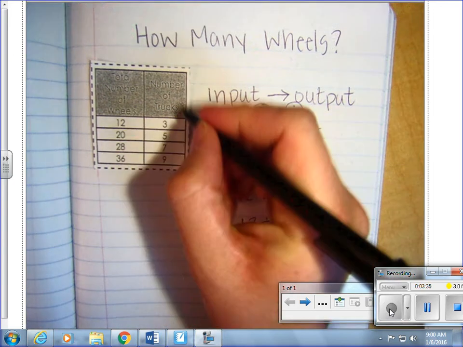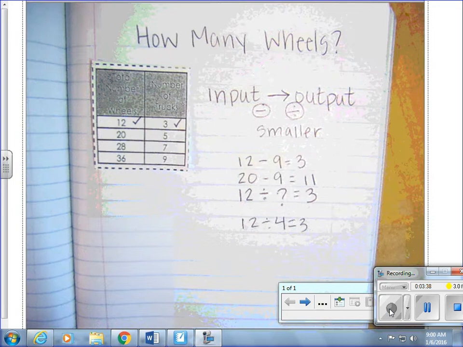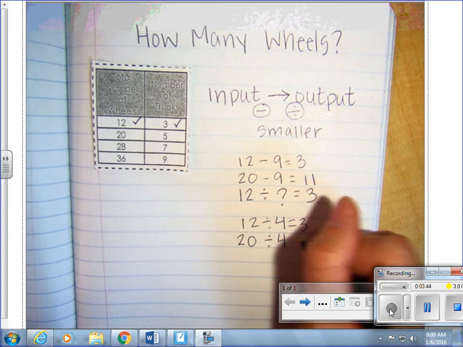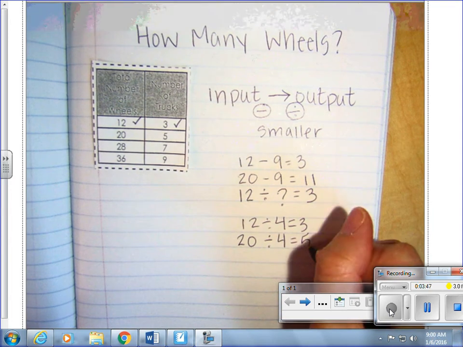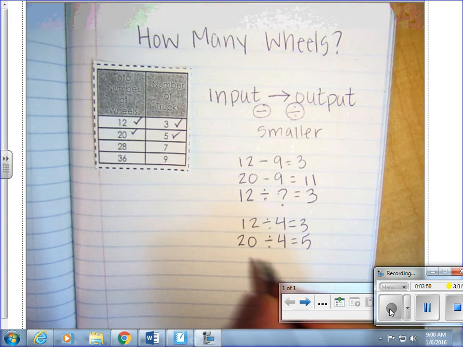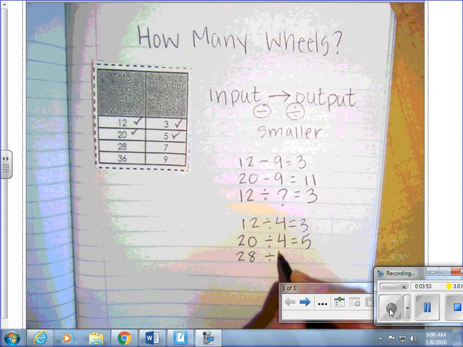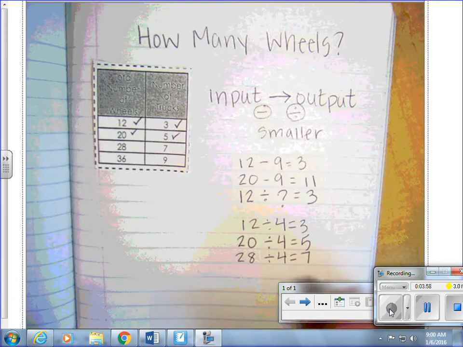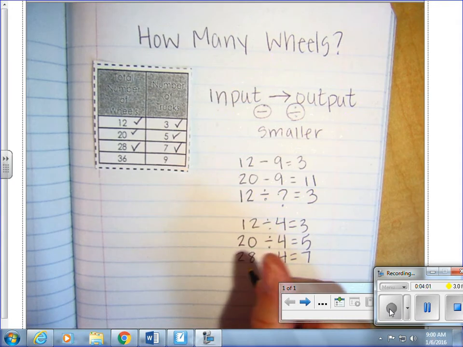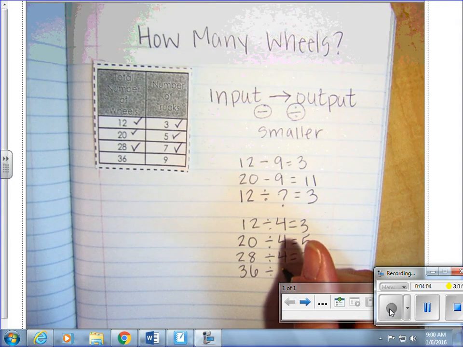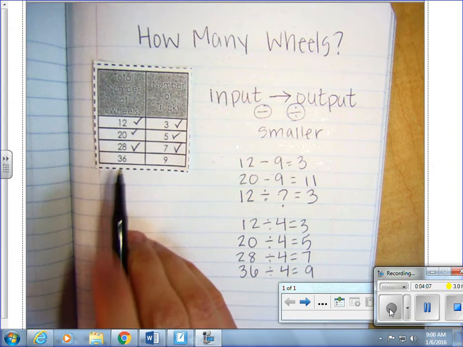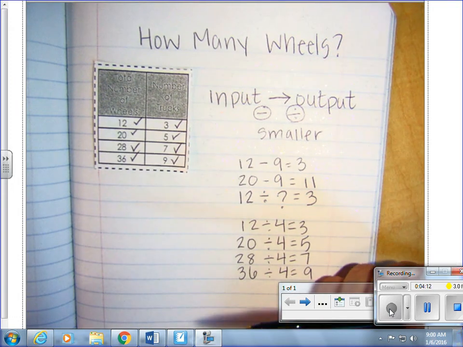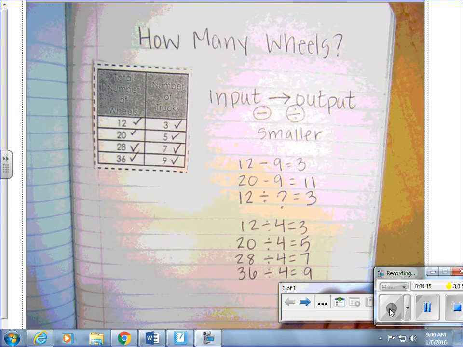Okay. Did that work on my first piece of my input-output? Okay. Let's try the next one. 20 divided by 4 should give me what? 5. Did that work? Yes. The next one, 28 divided by 4. What should that give me? 7. Is that correct? Yes. And the last one, 36 divided by 4 should give me what? 9. Is that what's on my chart? So I used dividing by 4 into every single part of my input-output table, and it works the whole way.